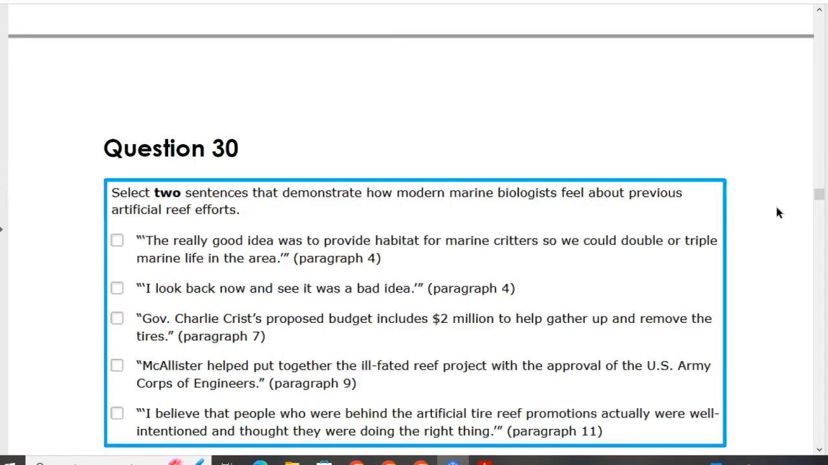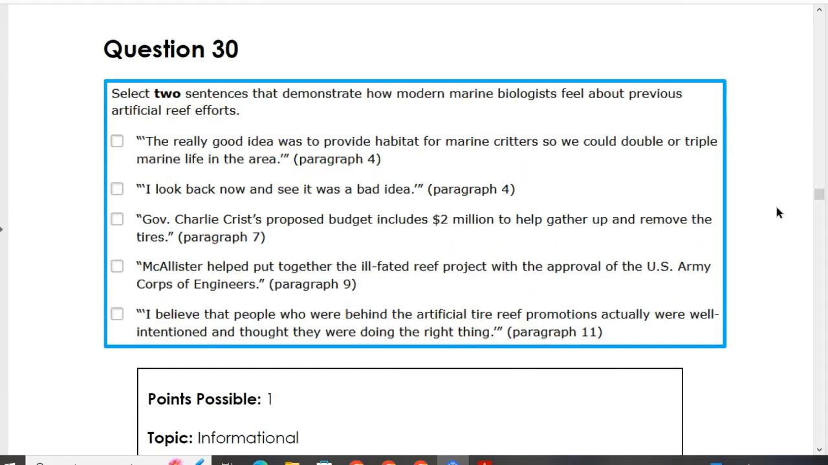Question 30. Okay, so in this one, when you see these multi-select boxes, that means you're going to select more than one. So this one tells you to select 2. Select 2 sentences that demonstrate how modern marine biologists feel about previous artificial reef efforts. So you had to have 2. I'm going to call these 1, 2, 3, 4, and 5.